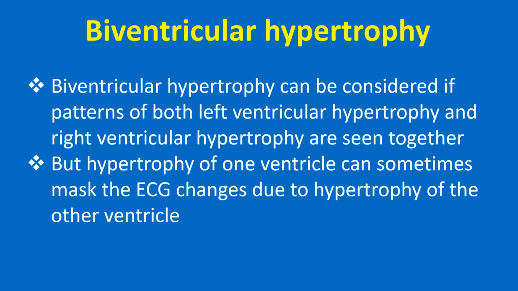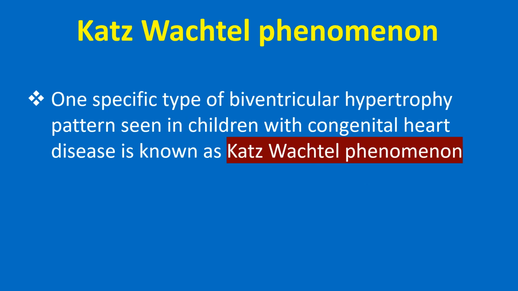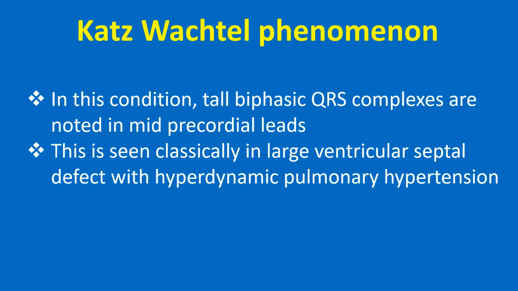But hypertrophy of one ventricle can sometimes mask the ECG changes due to hypertrophy of the other ventricle. One specific type of biventricular hypertrophy pattern seen in children with congenital heart disease is known as Katz-Wachtel phenomenon. In this condition, tall biphasic QRS complexes are noted in mid-precordial leads. This is seen classically in large ventricular septal defect with hyperdynamic pulmonary hypertension.